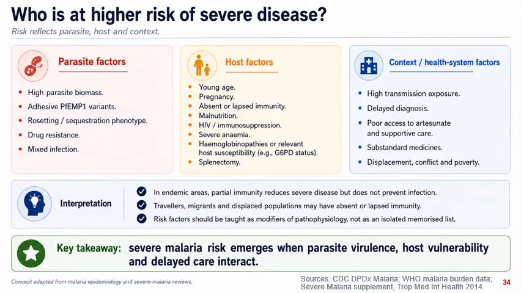In endemic settings, partial immunity reduces the likelihood of severe disease, but does not prevent infection. Travelers, migrants, and displaced people may have absent or lapsed immunity. Do not memorize this list in isolation, please. How each factor modifies parasite burden, immunity, or access to timely care needs to be thought through.